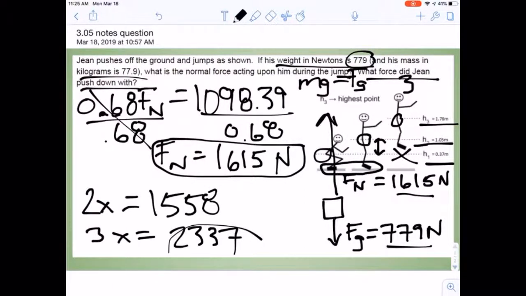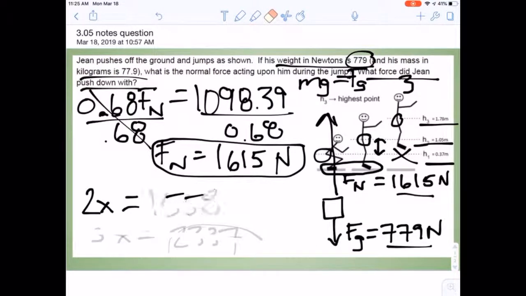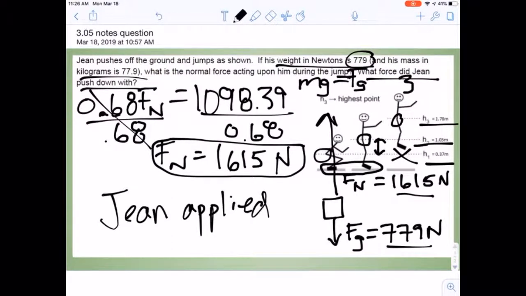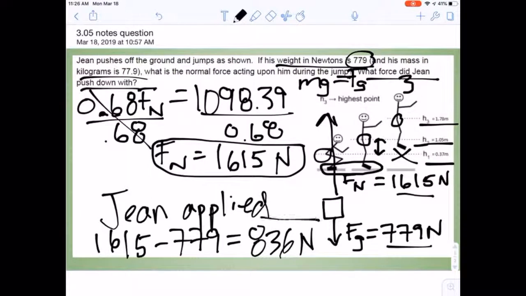So when we do that, we get that Gene applied 836. So 1615 minus 779 is the 836. So that's how much he was able to push with on the floor. So that's F Gene on floor. All right. Sorry this is so messy. That's what we got.